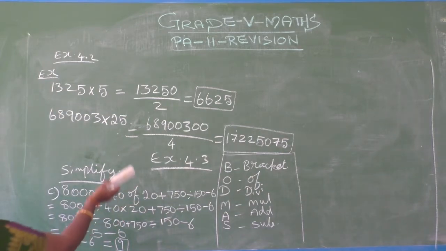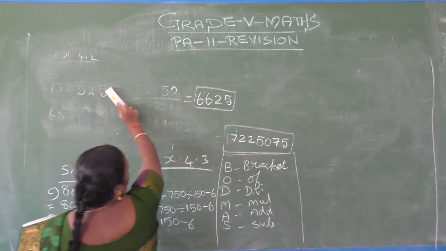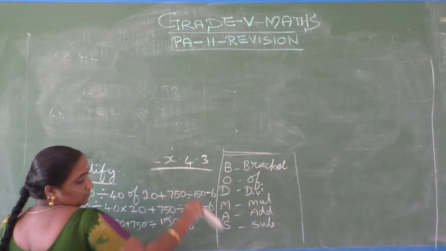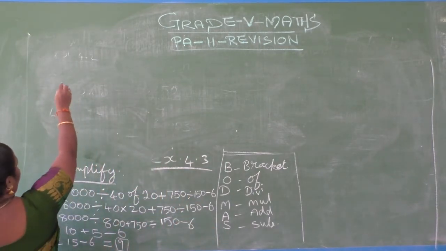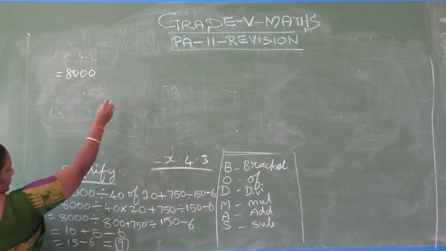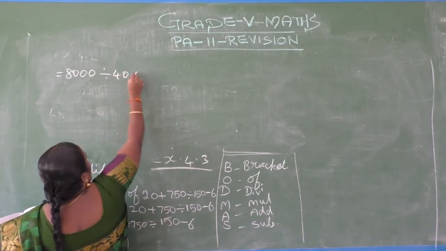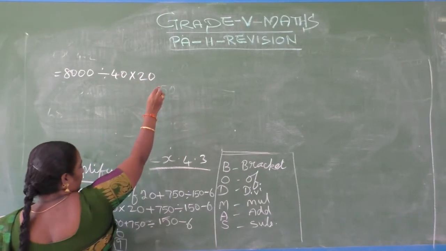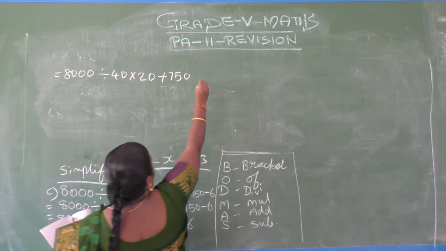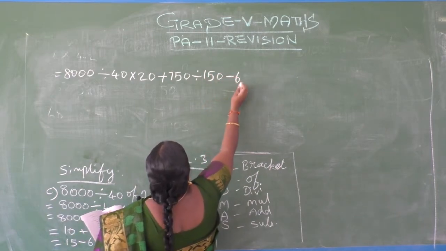I will write this sum here one more time because the board is not clear. Listen, this simplification sum I will do again. 8000 divided by 40 into 20 plus 750 divided by 150 minus 6.